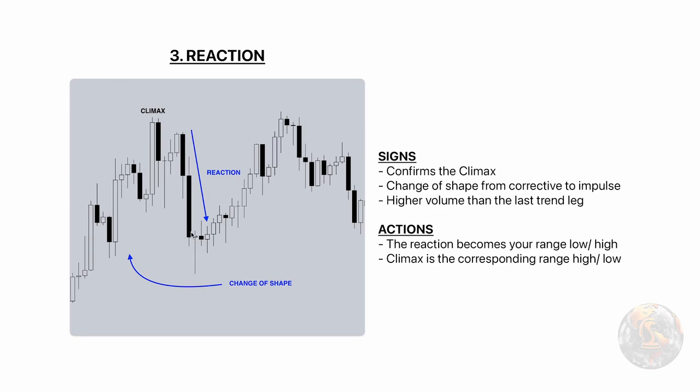Once you have this impulse move and you have a high probability reaction and you've seen your change of shape, you say, okay, this low, which you draw across, that's my range low. Because if the trend has ended, we are now in a range. So that becomes my range low. What does that mean? That means the climax is automatically my range high. Now what do you have? Now you have a trading range.